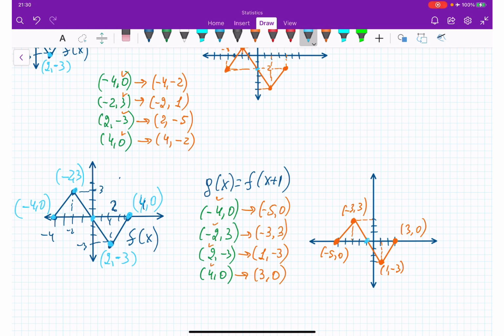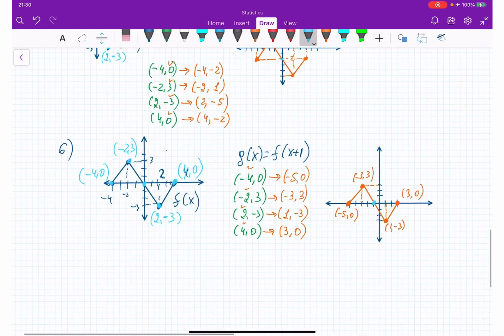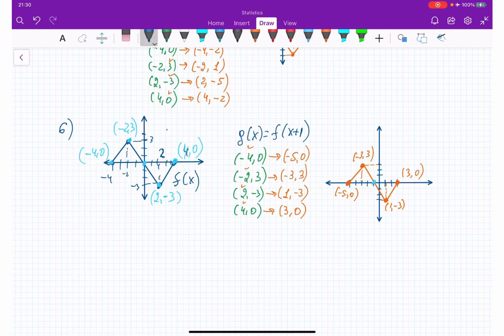Question number 7. All right, now here we are going to have shifting in both x and y. This is going to get more fun.